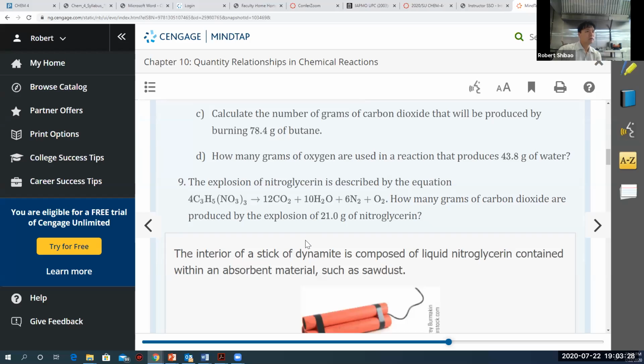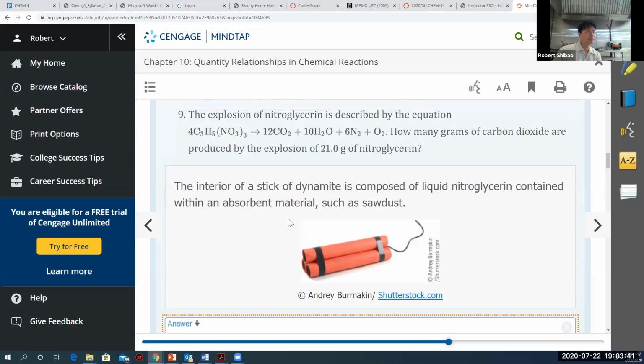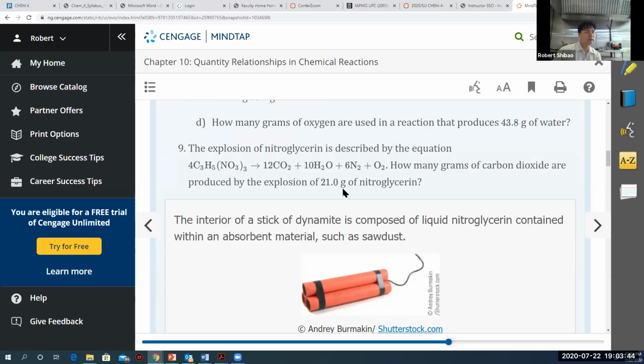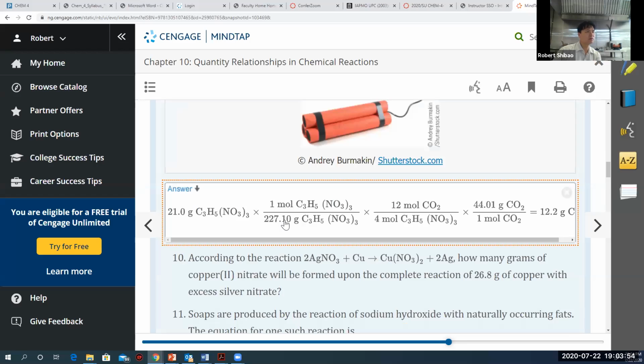Okay, so how many grams of carbon dioxide are produced in an explosion of 21 grams of nitroglycerin? Now, the density of nitroglycerin, we don't have, but it's easy to look up. 21 grams of nitroglycerin. So we do 21 grams to moles of nitroglycerin, moles of nitroglycerin to moles of CO2, moles of CO2 to grams of CO2. So it's just grams of A to moles of A, moles of A to moles of B, moles of B to grams of B. We just need the molar masses and the mole ratio from the equation.